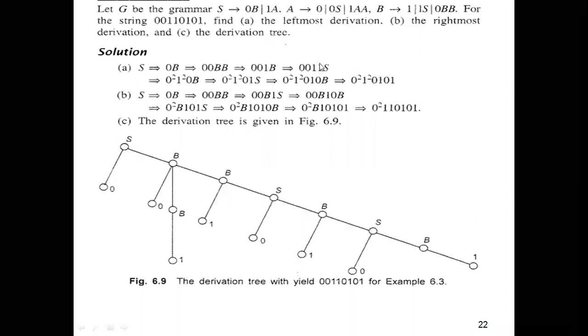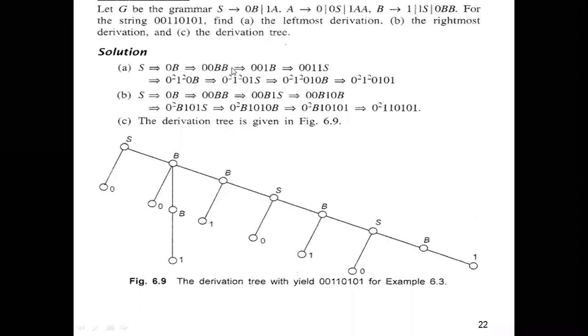And again in the place of S, if I substitute 1A, I get a 1. Again in the place of A, if I substitute 0, yes, I get a 0. Is it clear? And in the place of this S, if I substitute 1A, I get a 1.